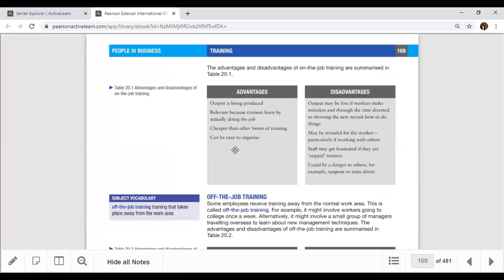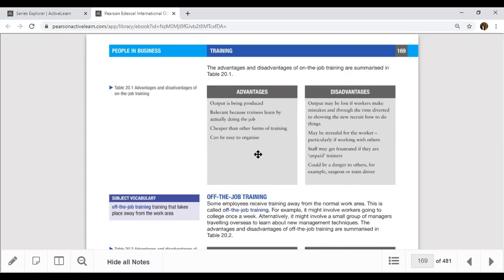If on-the-job training happens, it's very comfortable for the organization because there's less cost, and output is still being produced by the worker. It's relevant because the trainee learns in actual working conditions. Therefore, he knows the actual working pressure and how to do the job in the real world. It's cheaper than other forms of training because you don't need to hire external people, artificial environments and instructors, and it can be easy to organize. Those are the advantages.